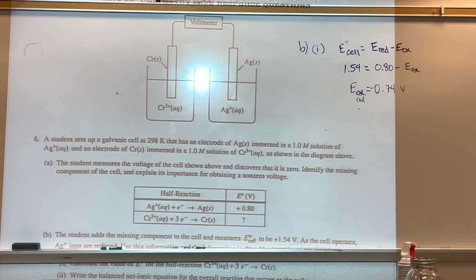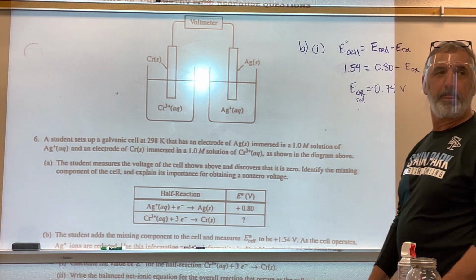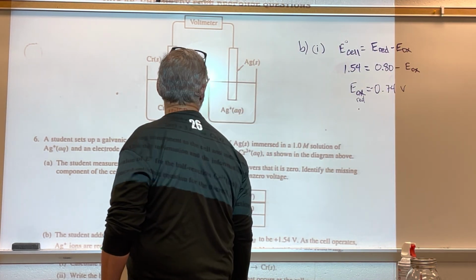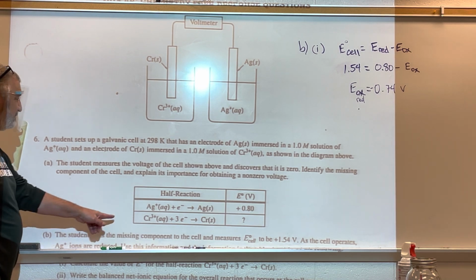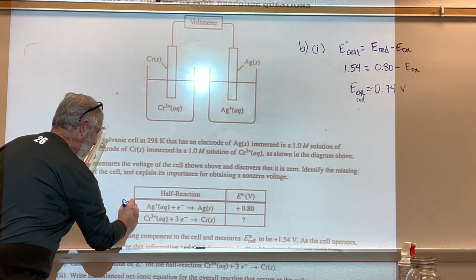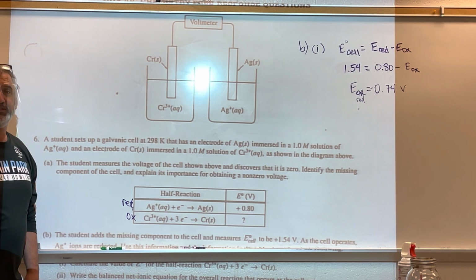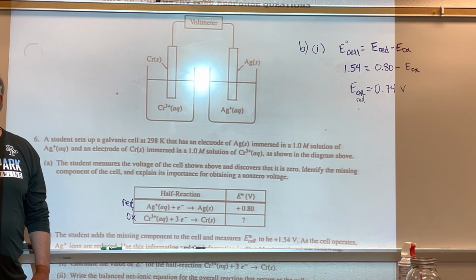Write the balanced net ionic equation then. What do we get? Somebody tell me, what do we get? Somebody on the back row. If silver's being reduced, what do we start with? Silver, solid. So this one's being reduced, right? That means this one's being oxidized. Alright. So what do we start with?